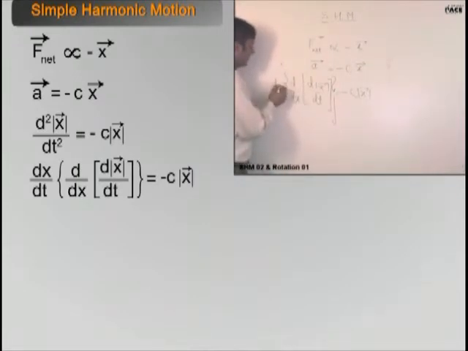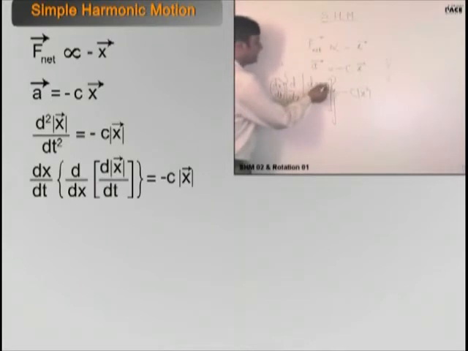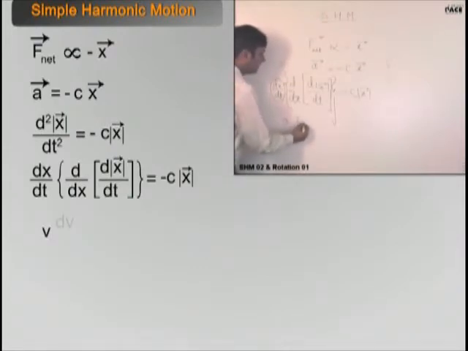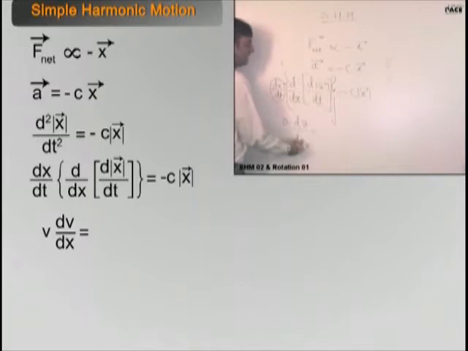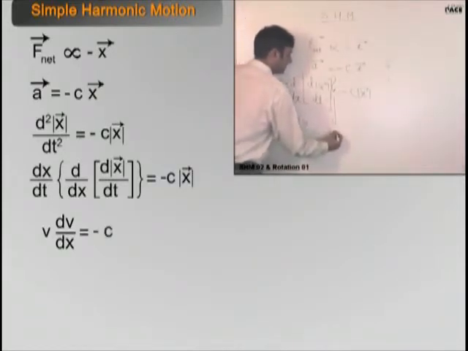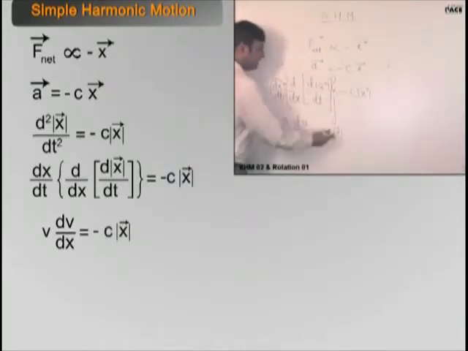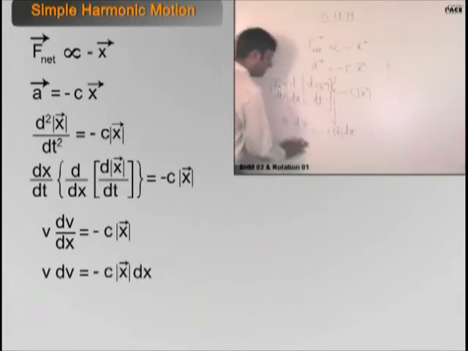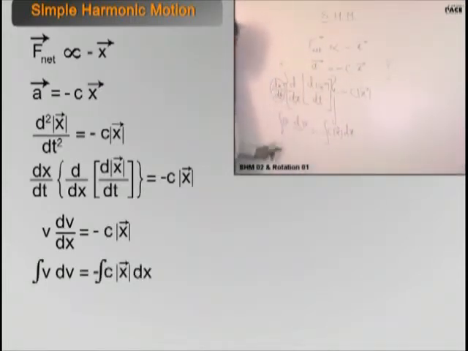Now, dx by dt is what? Velocity. dx by dt is velocity, v. So I can write this as v dv by dx. Acceleration can always be written as v dv by dx. This is equal to minus cx. And if I take dx this side and I integrate these two, I will be able to integrate these two, yes or no? Yes, sir.